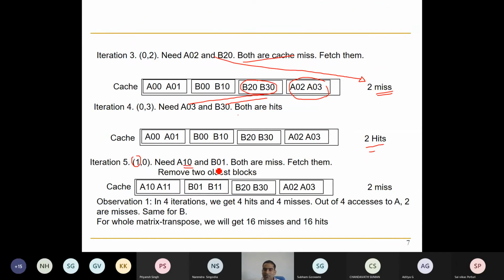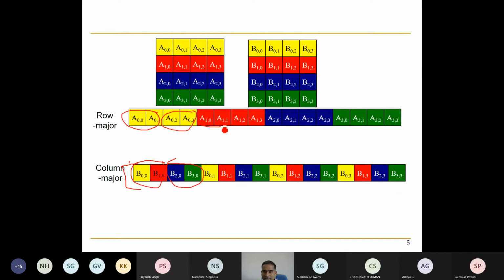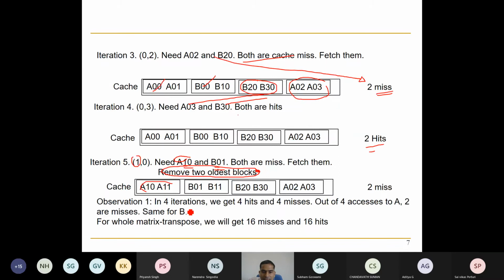So now I need A10 and B01, because i equals 1 and j equals 0. Both are misses, so I will have to fetch them, and I remove the two oldest blocks from the cache and replace them. So these two blocks are the oldest. I throw them away, and I bring A10. With that A11 also comes, as you can see here. Similarly, when I fetch B01, then B11 also comes.